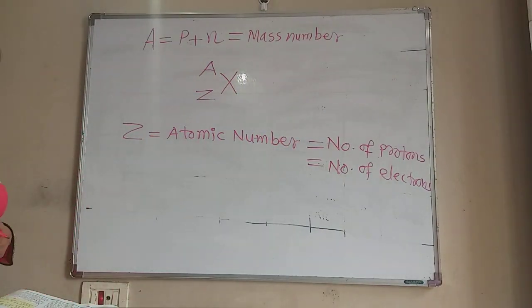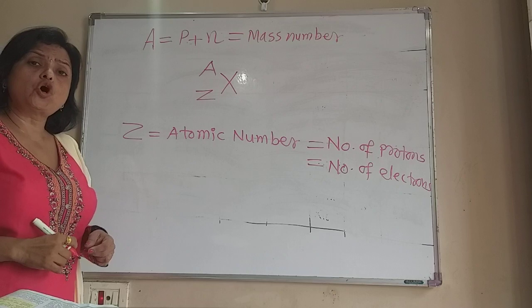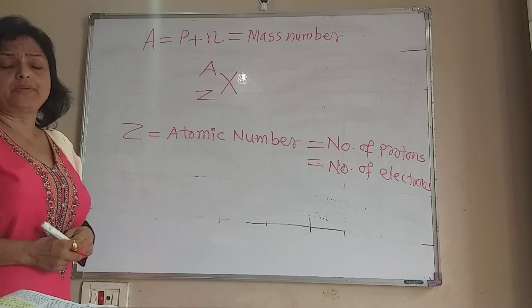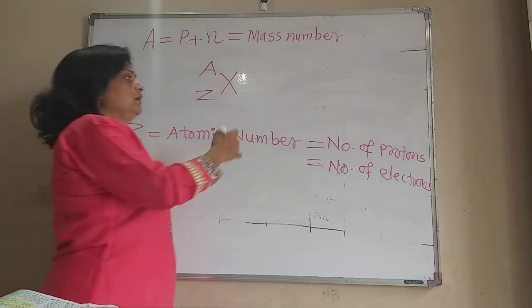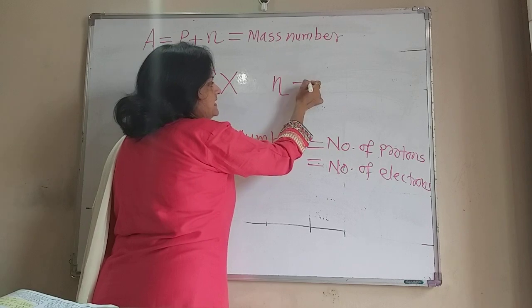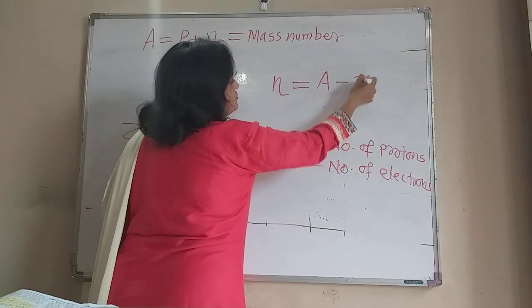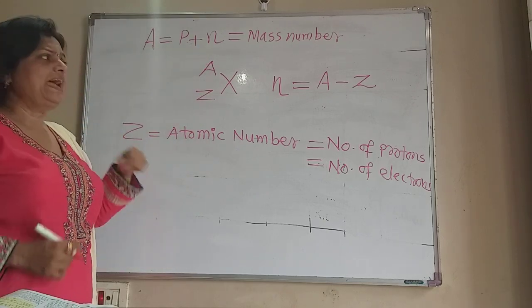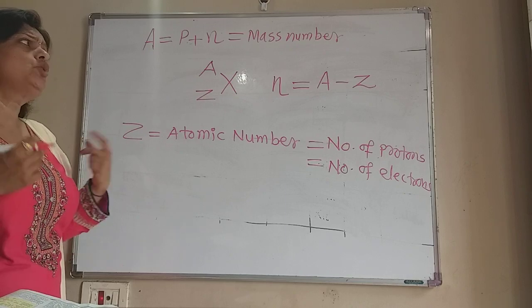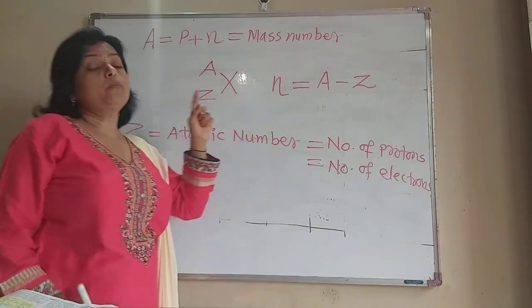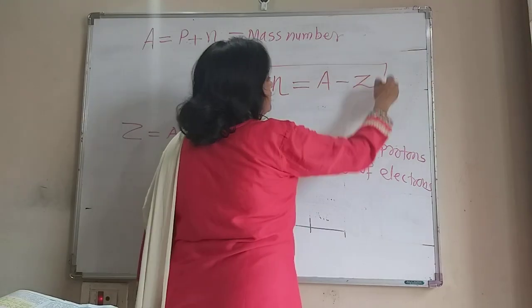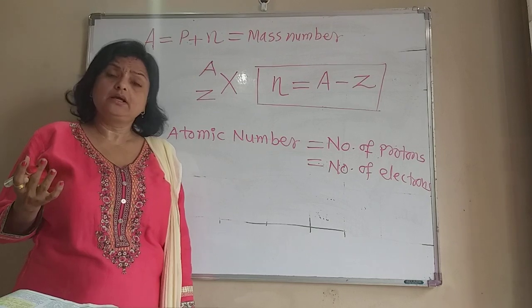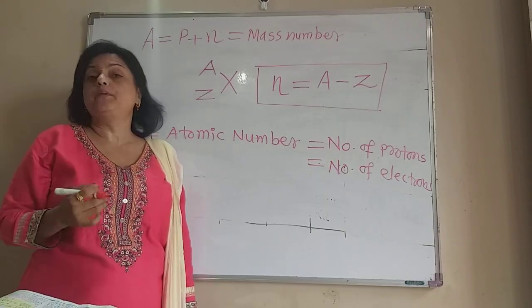So if we want to calculate the number of neutrons from these two numbers, the mass number and the atomic number, how do we calculate that? The number of neutrons n is given by A minus Z, because A is protons plus neutrons and Z is only the number of protons. From this formula we can calculate the number of neutrons of any element if we know the mass number and atomic number of that element.